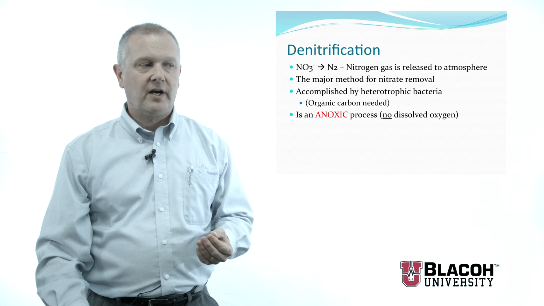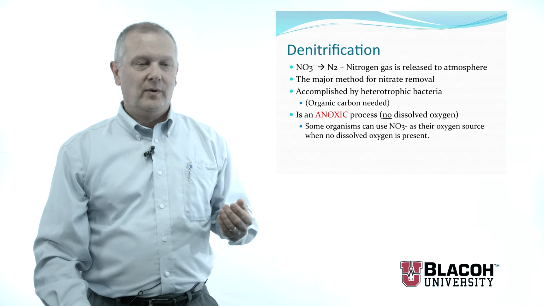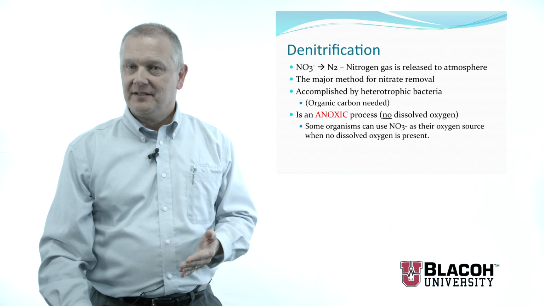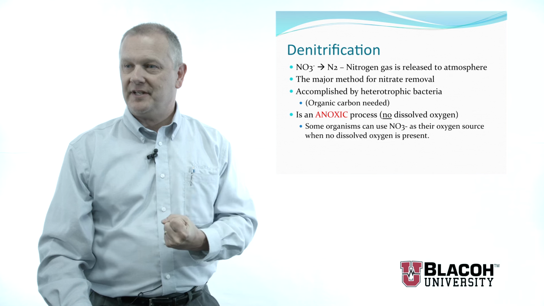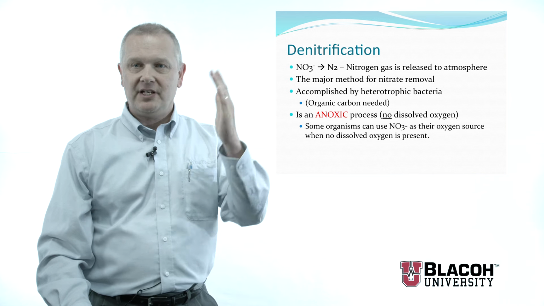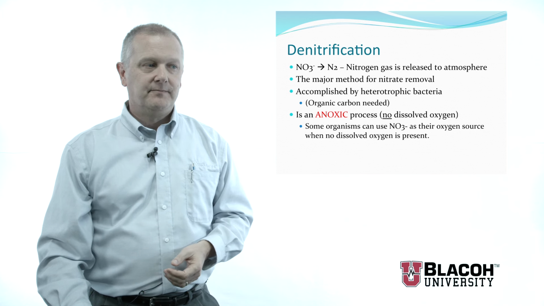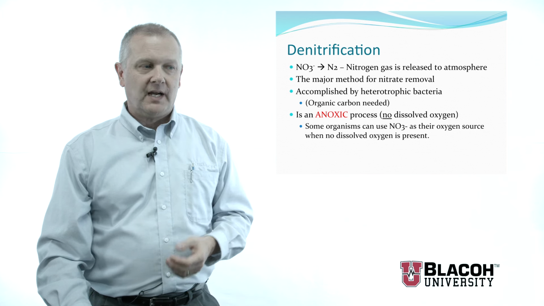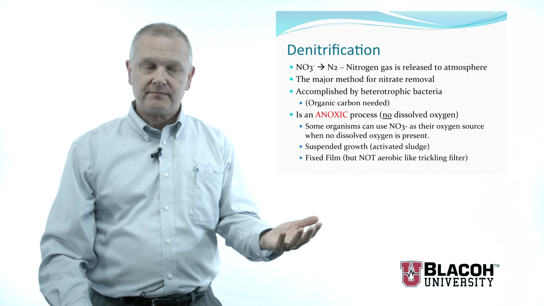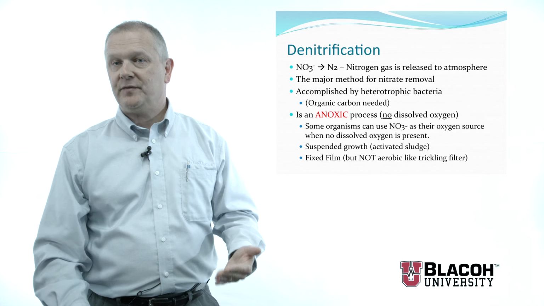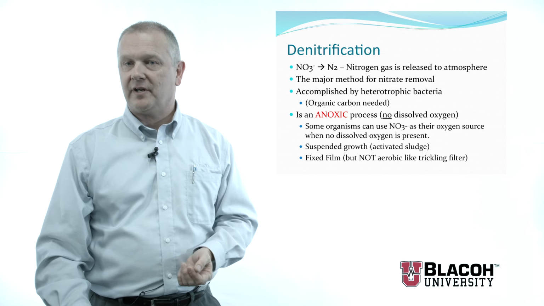There are some microorganisms that when there is no oxygen present, they can break the nitrate molecule and use the oxygen as their oxygen source, thus releasing the nitrogen into the water and into the atmosphere. And we can do this in an activated sludge process, although we don't add air. Or we can do it in a fixed film process, but again, there can't be air, so it can't be an aerobic process like a trickling filter.